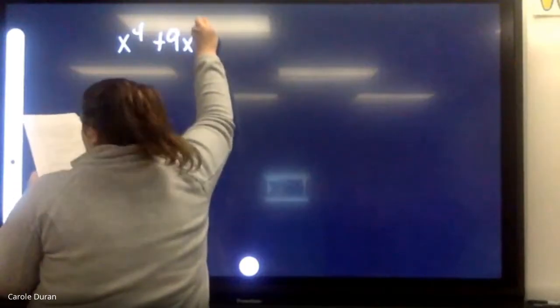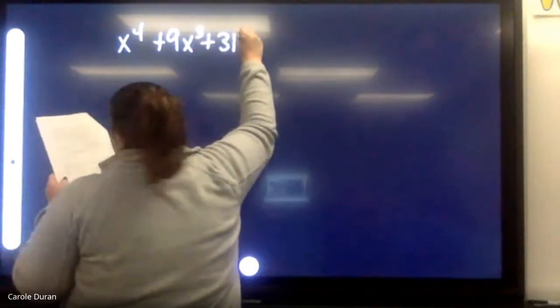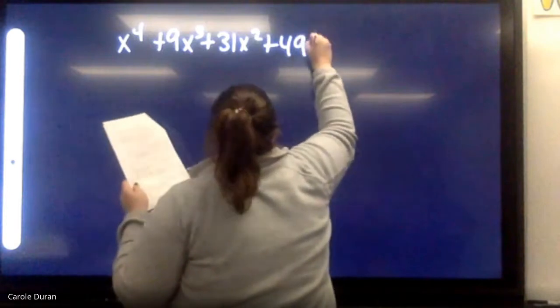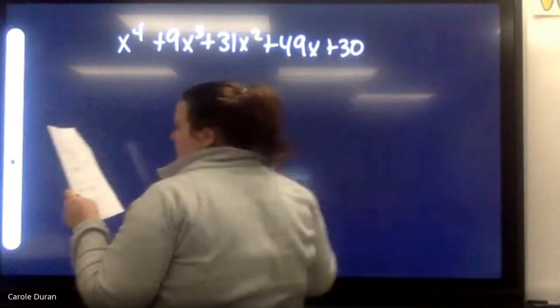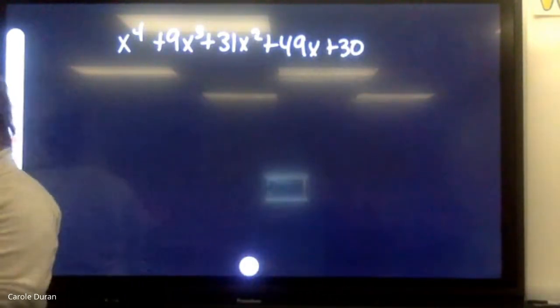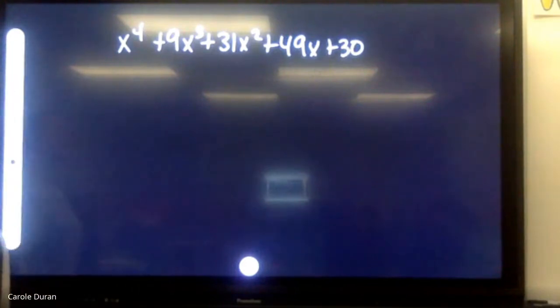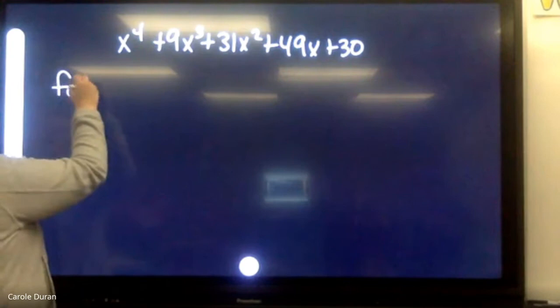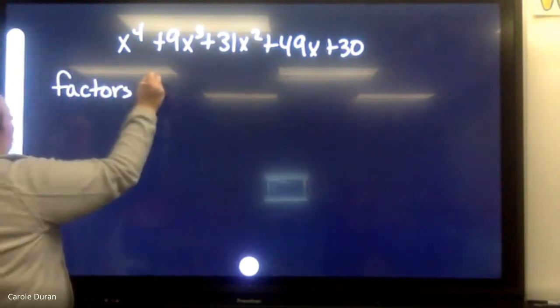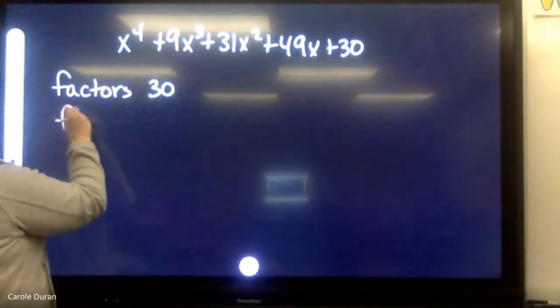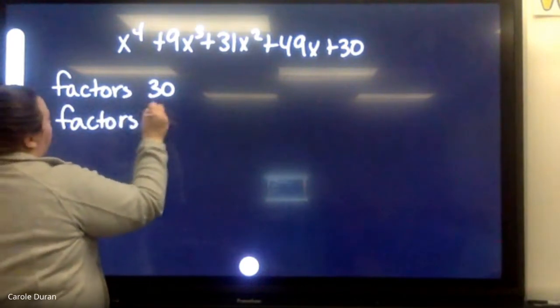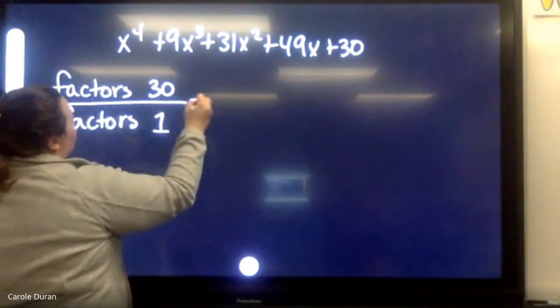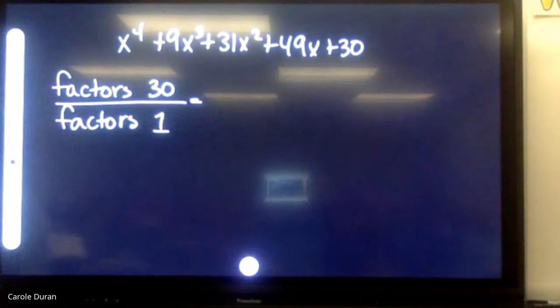cubed plus 31x squared plus 49x plus 30. So on this one, I need to make my list of possible rational zeros, which means I'm going to take the factors of 30 and divide them by the factors of my leading coefficient, which is 1. The good news is anytime I divide by 1, it's just that number. So I don't actually have to do any division there.